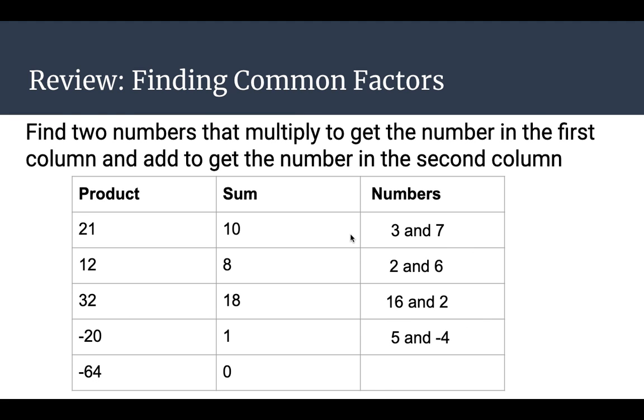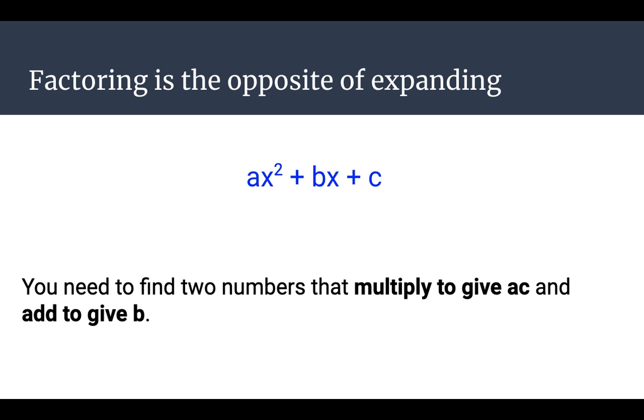What about this one here? Something multiplies to negative 64 and adds to 0. If it adds to 0, the numbers have to be the same but with different signs. So what's a number that can multiply by itself to get 64? Well, 8. 8 times negative 8 is negative 64, and 8 plus negative 8 is 0. That's just something you can practice because it helps us factor these trinomials.